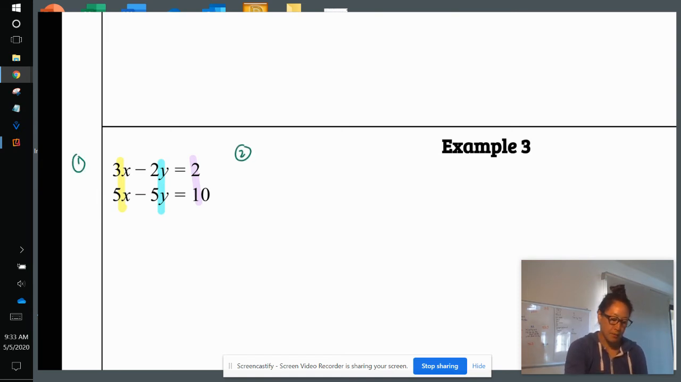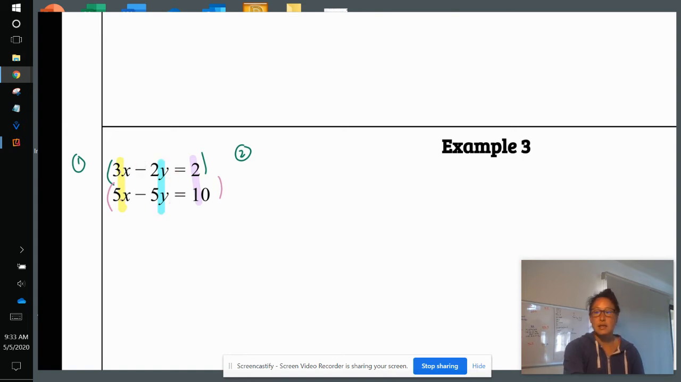Step number 2, we need to multiply by something. Okay, this time I have, in the yellow, 3 and 5. So I can't just multiply 3 by 2 to get 5. I can't multiply 5 by 2 to get 3. The blue, same thing. I can't multiply the 2 by 2 to give me 5, or the 5 by 2 to give me 2. But I can multiply the top equation and the bottom equation by each other. So I'm going to eliminate the y's.